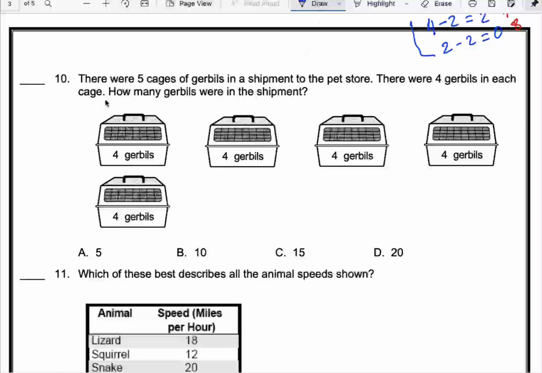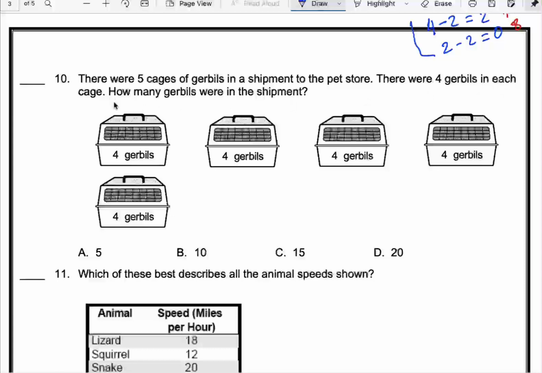There were 5 cages of gerbils in a shipment to the pet store. There were 4 gerbils in each cage.